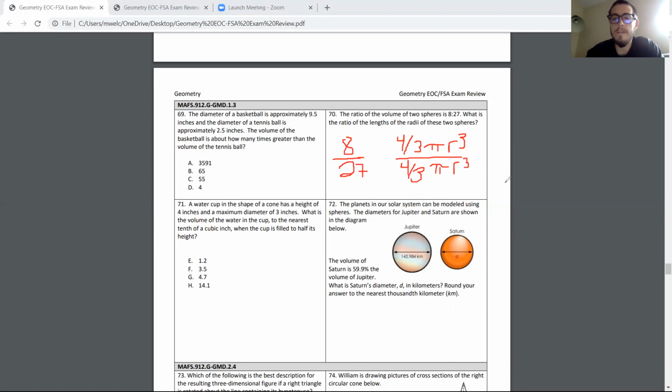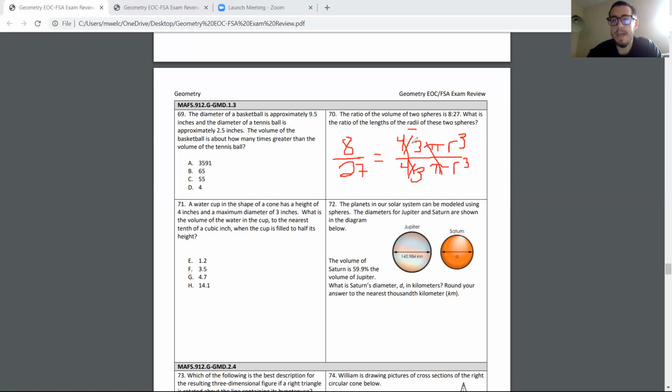So it wants to know the ratio of the lengths of the radii. In order to do that, you would need to be able to find the radii and then divide them. That's what a ratio is. A ratio is just one thing divided by another. So in these formulas, everything basically cancels out. But because we're looking for the lengths of the radii, that's the only variable in this question. We can just focus specifically on the radii.